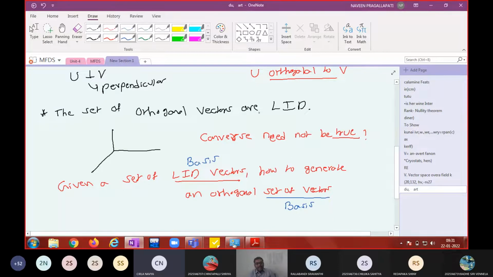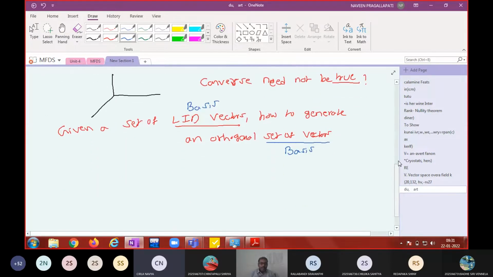Now the question is like this: how to create an orthogonal basis? Now what is orthonormal? What do you mean by an orthogonal set? Let us say an orthogonal set denoted with S, where u is perpendicular to v for every u, v belonging to S. That means the inner product of u, v is always 0.